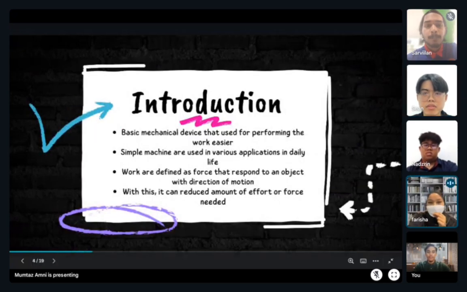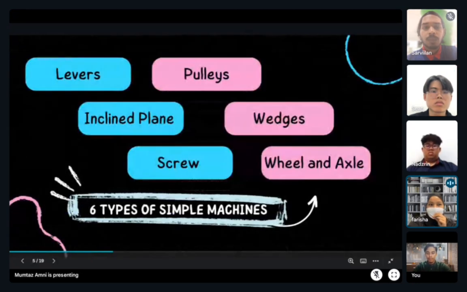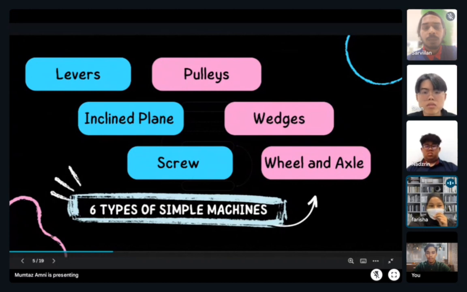So for my part is introduction. A simple machine is a basic mechanical device used to make work easier. Simple machines are used in various applications in daily life. They can reduce the effort, extending the ability of people to perform tasks. For example, the six simple machines are the wheel and axle, pulley, inclined plane, screw, wedge, and lever.